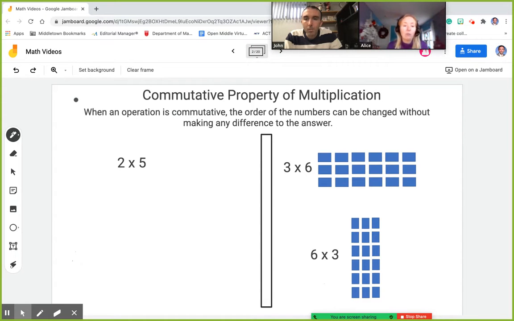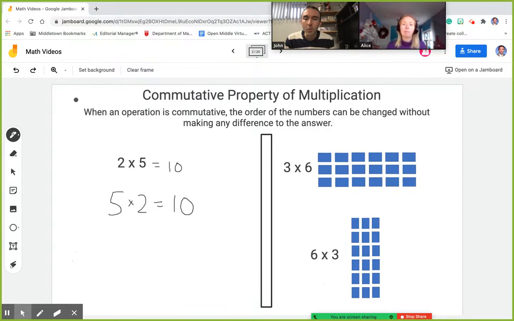So we all know that 2 times 5 is going to give us 10. And then if I were to change the order and say, what about 5 times 2? That would also give us 10 because multiplication is commutative. John, can you kind of explain the reasoning behind that, why that is?